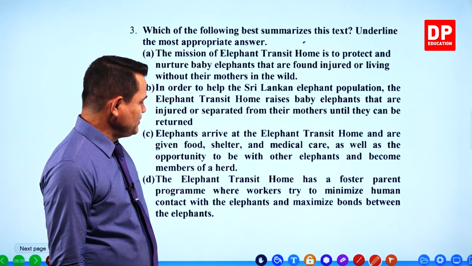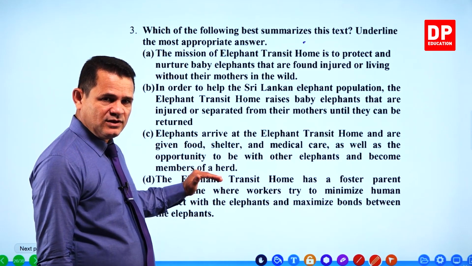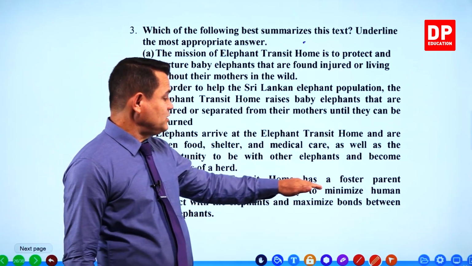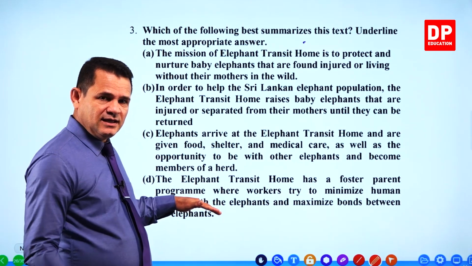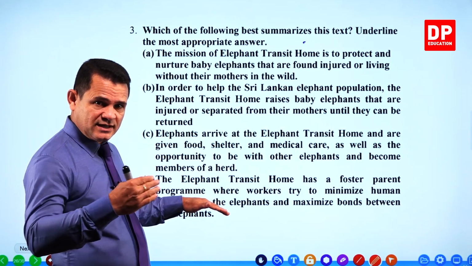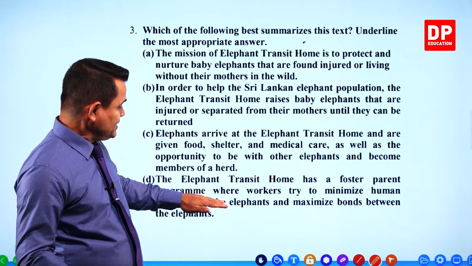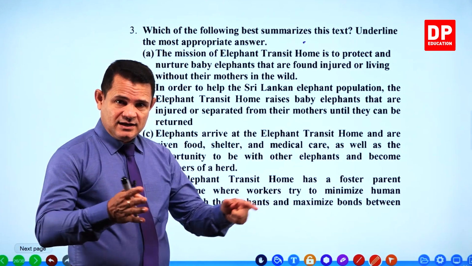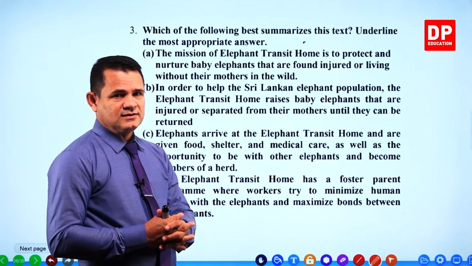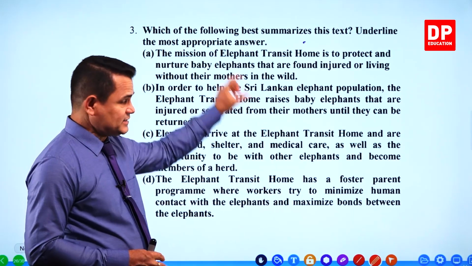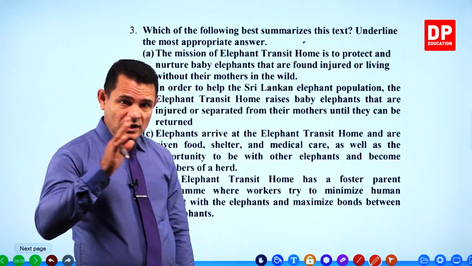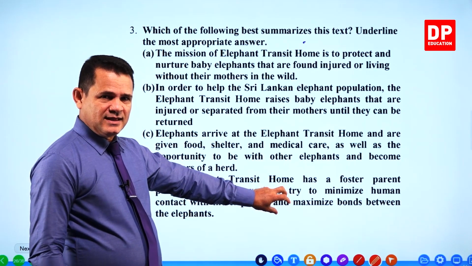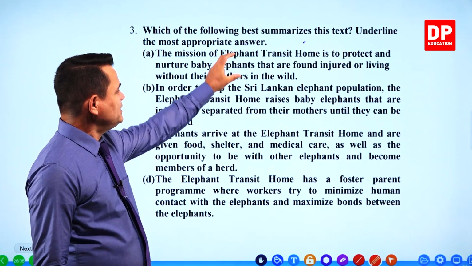The elephant transit home has a foster parent program where workers try to minimize human contact with the elephants and maximize bonds between the elephants. That is one thing mentioned in the text, but it is not only that. Summary means of course the whole idea given in short. Here there is only one area, and even in the first one it is the same.